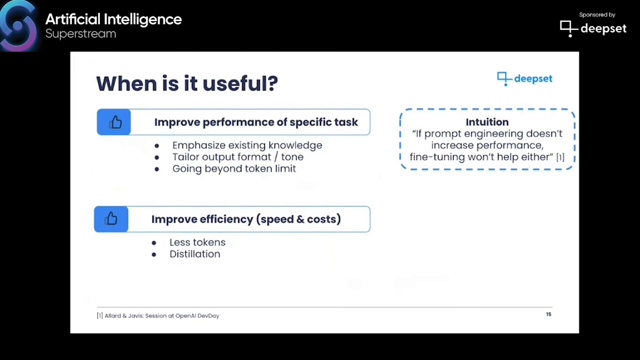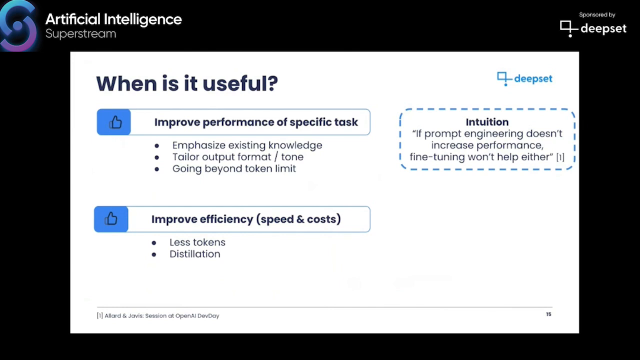Fine-tuning can improve performance in very specific situations. It's not a generic Swiss knife that you take out if you're just unhappy with your performance. It really only works in very specific cases. The best way to understand these specific cases is this intuition up here that was shared by John Allard and Colin Jarvis at the OpenAI Dev Day a few weeks ago. They said, if prompt engineering doesn't increase performance, fine-tuning most likely won't help either. And I think this is a super nice rule of thumb. If you tried already a lot of prompt engineering and still the model responses don't really improve in the direction you want, fine-tuning will be just a waste of time.